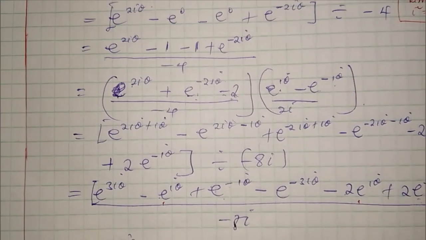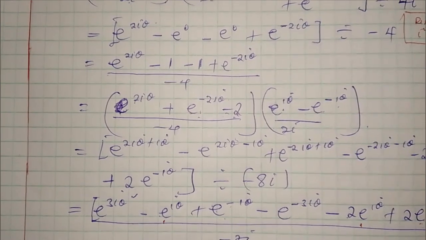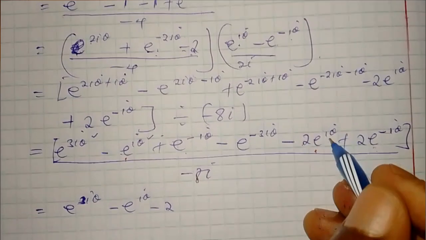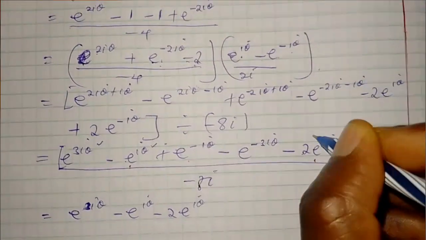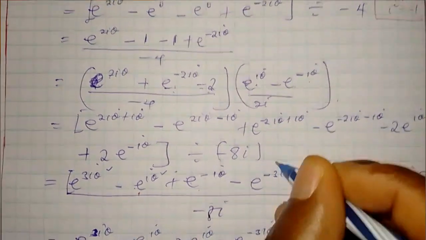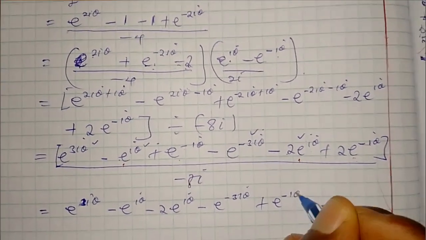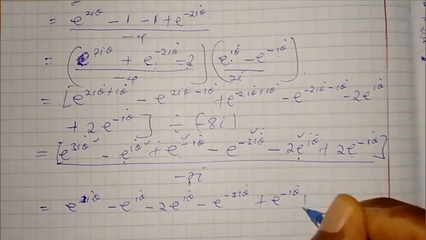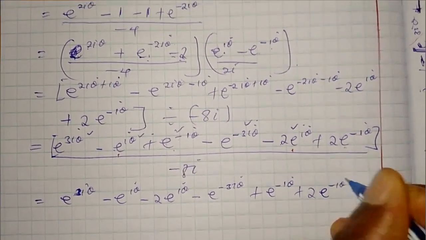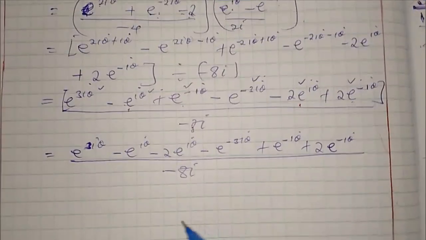e raised power 3iθ, this one, minus e iθ, this one, then minus 2 e raised power iθ, this one, minus e negative 3iθ, this one, plus e raised power negative iθ, this one, plus 2 e raised power negative iθ, this one, the whole of this divided by negative 8i.